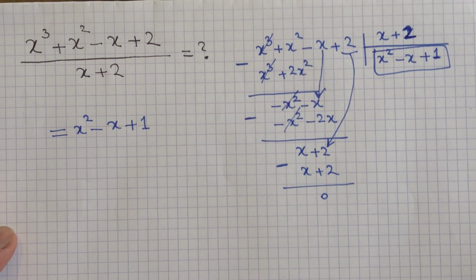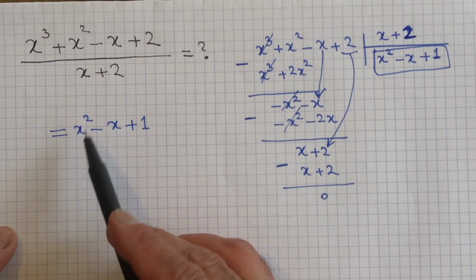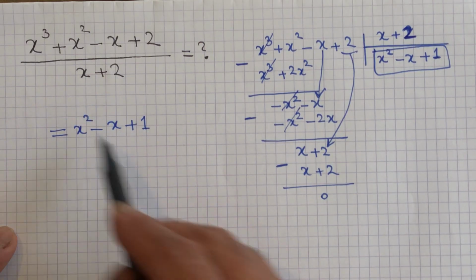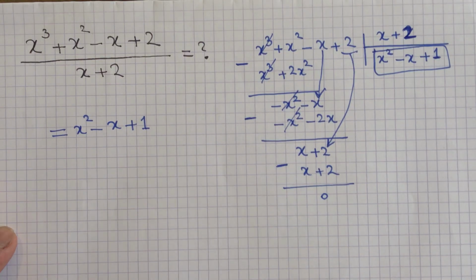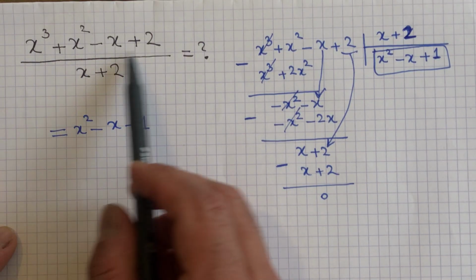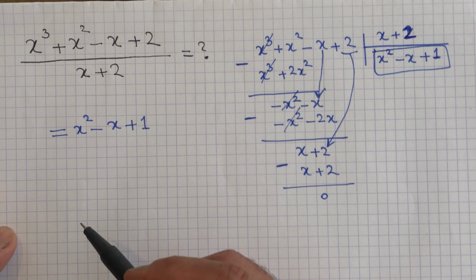You can check the result by multiplying this term and this term with the cross multiplication rule, and check if the result is the denominator or not.